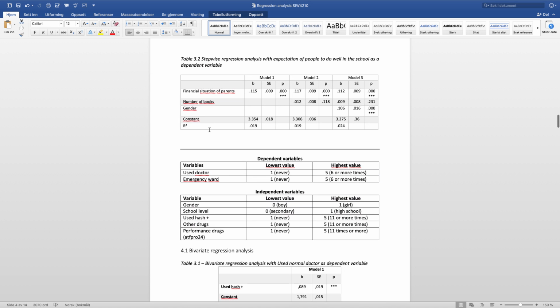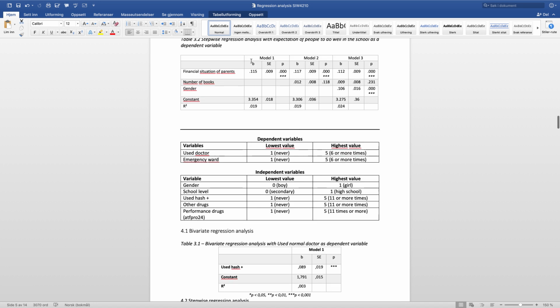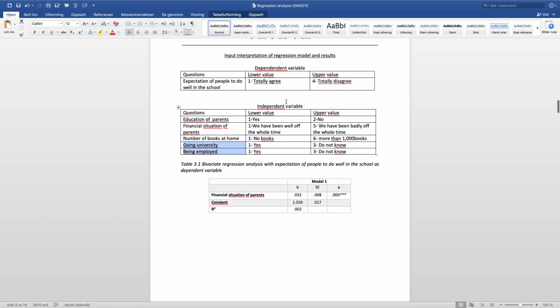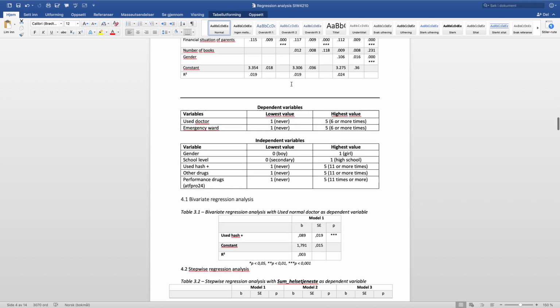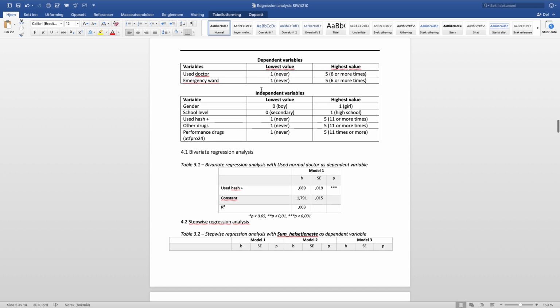I would advise to redo this one. But the interpretation is, and it would substantially make it easier if you turn this scale around, so it goes from totally disagree is one to four totally agree. Much easier to interpret. Okay, I have to rush ahead because there are so many models to interpret.